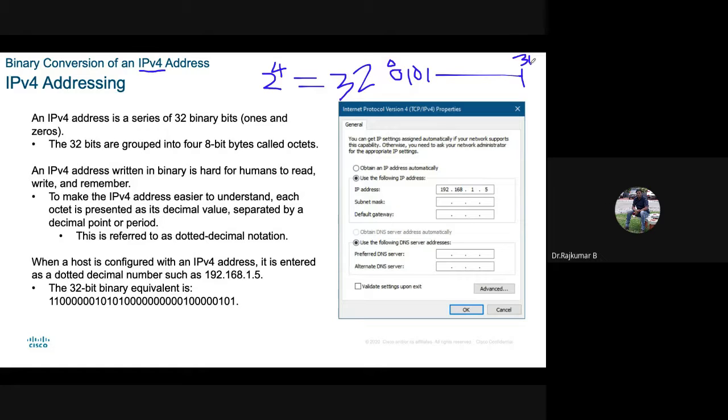No, they can't, right? That's why these 32 bits are divided into 4 bytes.